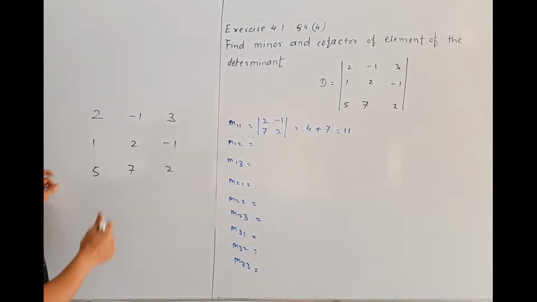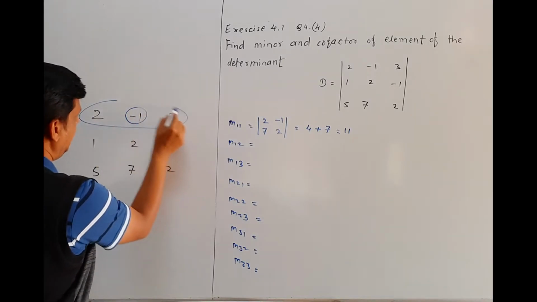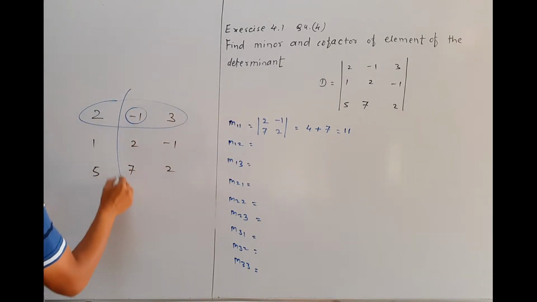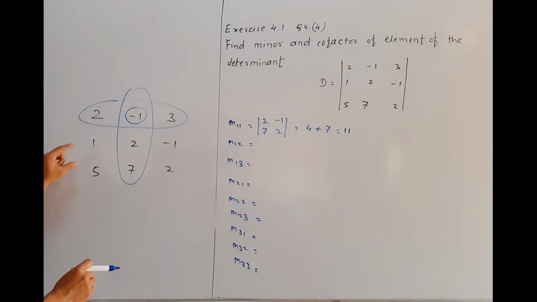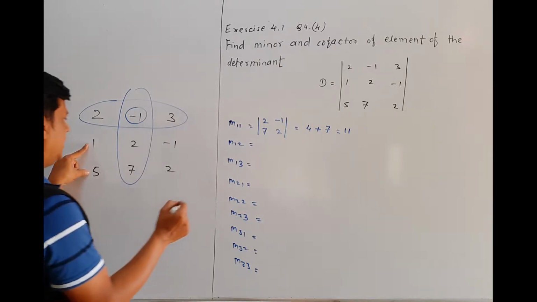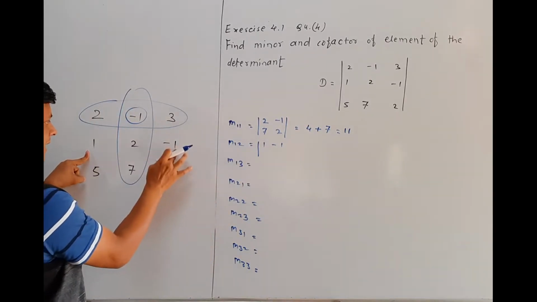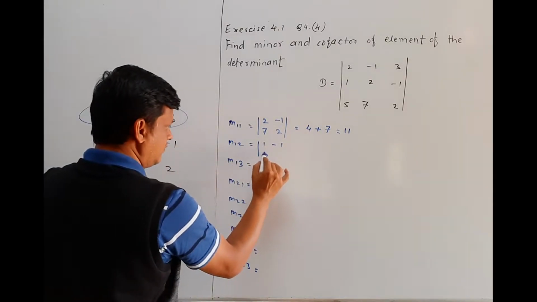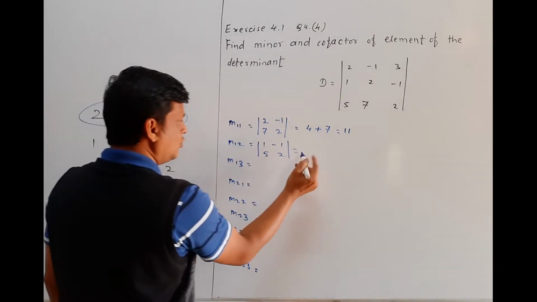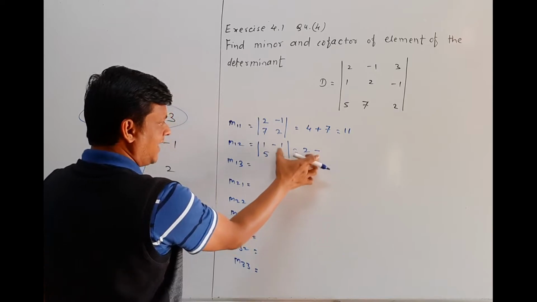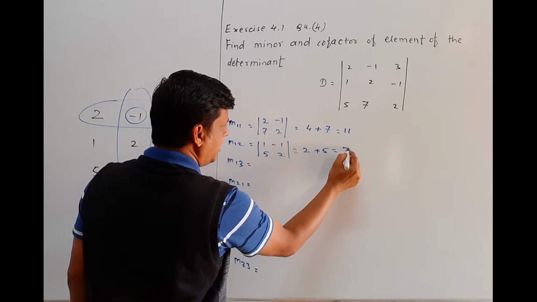Now see here, we find minor of this minus 1, and this minus 1 lies in first row and second column. So we skip here first row, second column. So we have to calculate the value of the determinant having elements 1, minus 1, 1, minus 1, 5, 2. So calculate this determinant. We get 1 into 2, 2, minus. So minus minus gets plus, 5 into 1, 5. So 5 plus 2 we get 7.